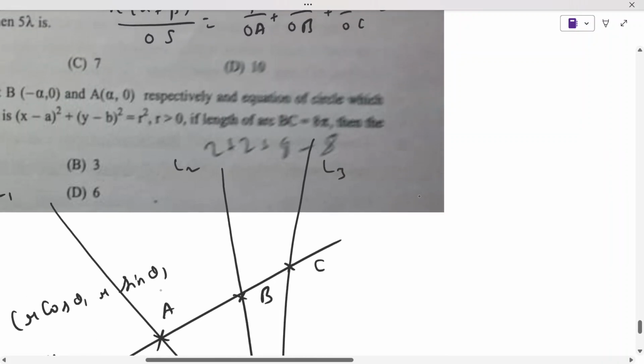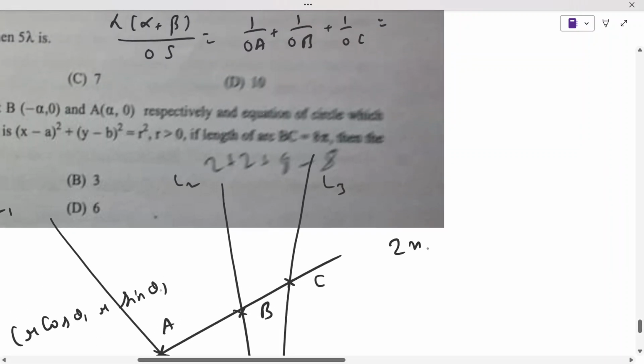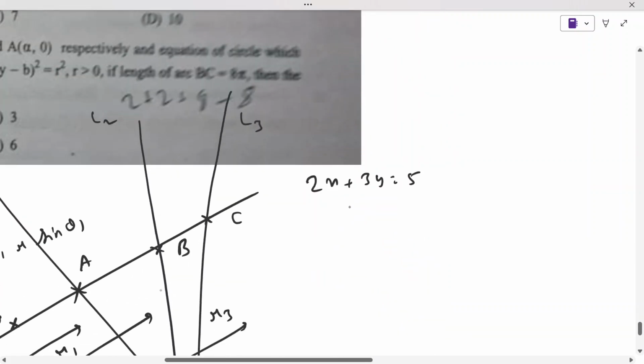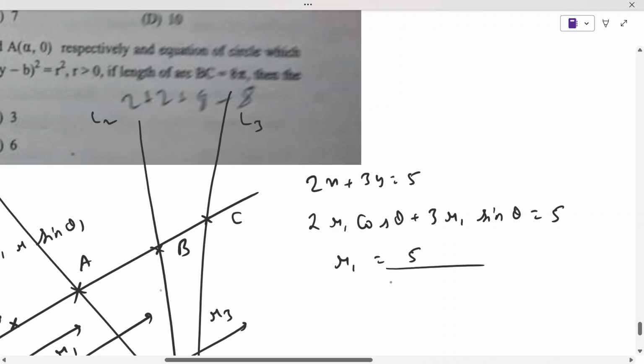So 2x plus 3y equal to 5. Second one is x plus 2y equal to 5, right? So let's satisfy the point: 2r1 cos theta plus 3r1 sin theta is equal to 5. Then I will write R1 is equal to 5 by 2 cos theta plus 3 sin theta.